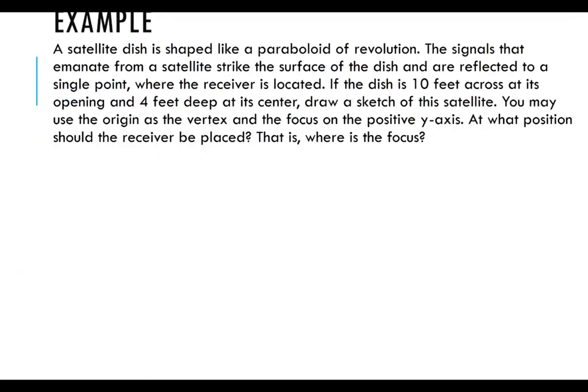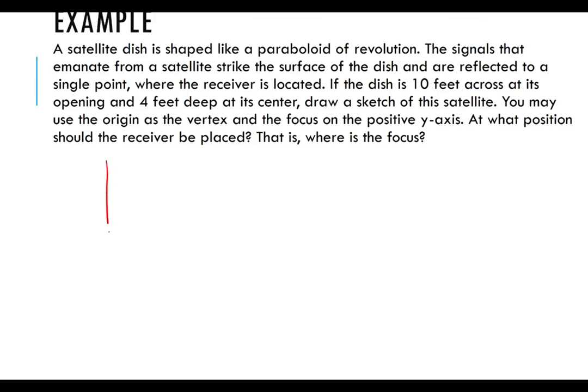An example problem. A satellite dish is shaped like a paraboloid of revolution. The signals that emanate from a satellite strike the surface of the dish and are reflected to a single point where the receiver is located. If the dish is 10 feet across at its opening and 4 feet deep at its center, draw a sketch of this satellite. You may use the origin as the vertex and the focus on the positive y-axis. And so we want to figure out at what position should the receiver be placed, that is, where is the focus. Okay, so what can we do?